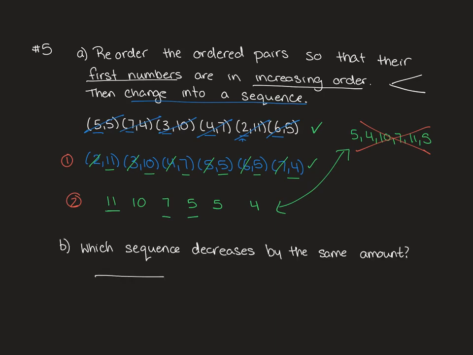Question B is going to ask you which sequence decreases by the same amount. So we could look at the one that we've done. We've gone down by 1, then we go down by 3, then we go down by 2, then we don't go down by any, and then we go down by 1. So this would not be a sequence that's decreasing by the same amount. So you'll have to look in your list and see which one does actually decrease, but it's decreasing by the same number each time. So always take away 1, or always take away 3, or always take away 2.